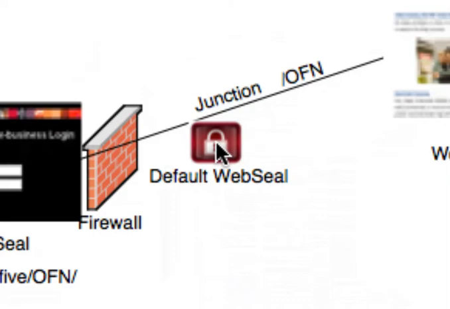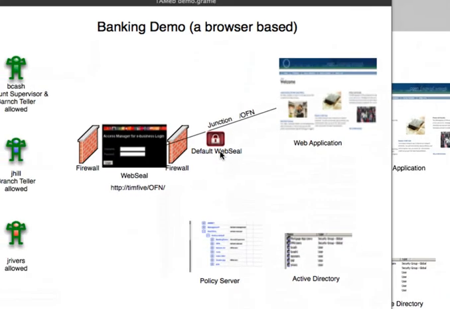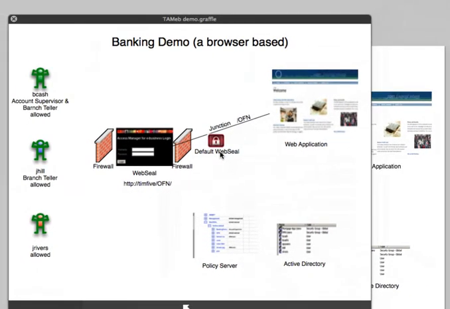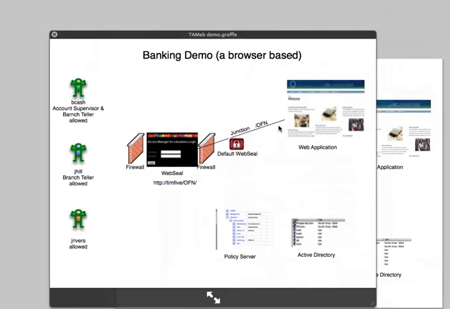So we have an ACL called default WebSEAL set up in here for a junction, and a junction is just a link, a virtual communication path between that WebSEAL box and the application at the end. So the URL of the website is http://TAMeb, so think of acme.com, and then when you put in the path OFN, you're actually going to go through that junction to this web-based application. And it has this permissive type of ACL, but you're going to be challenged only once.